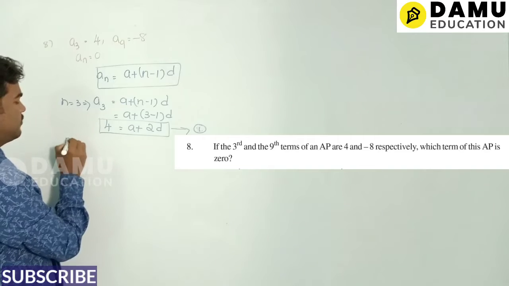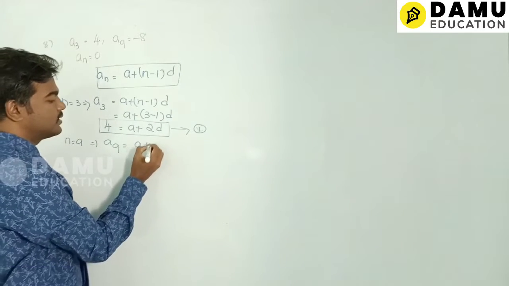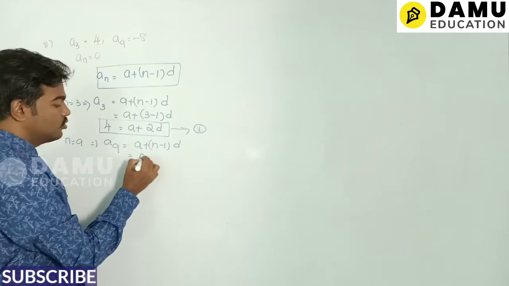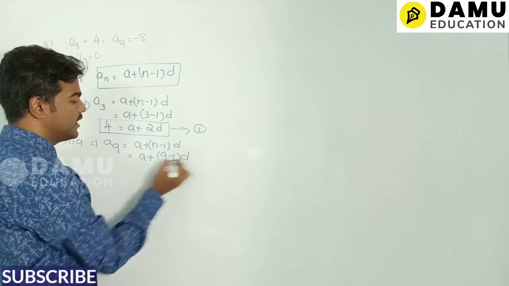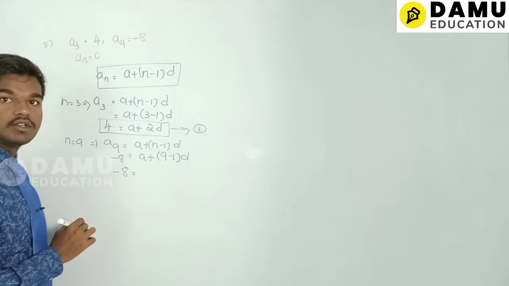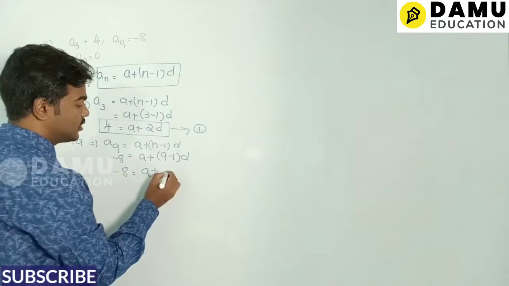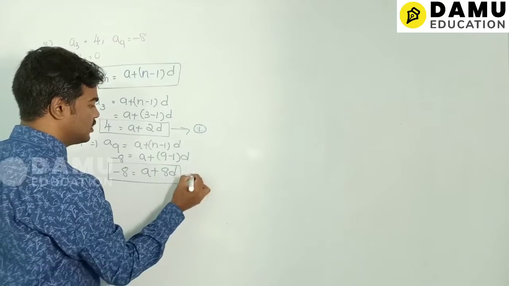Then n will be equal to 9. That implies a9 will be equal to a plus n minus 1 into d. So here a we don't know, as it is. n is 9, minus 1 into d. So a9 will be equal to minus 8. So minus 8 will be equal to a plus 9 minus 1, which is 8d. Let's take this as equation 2.